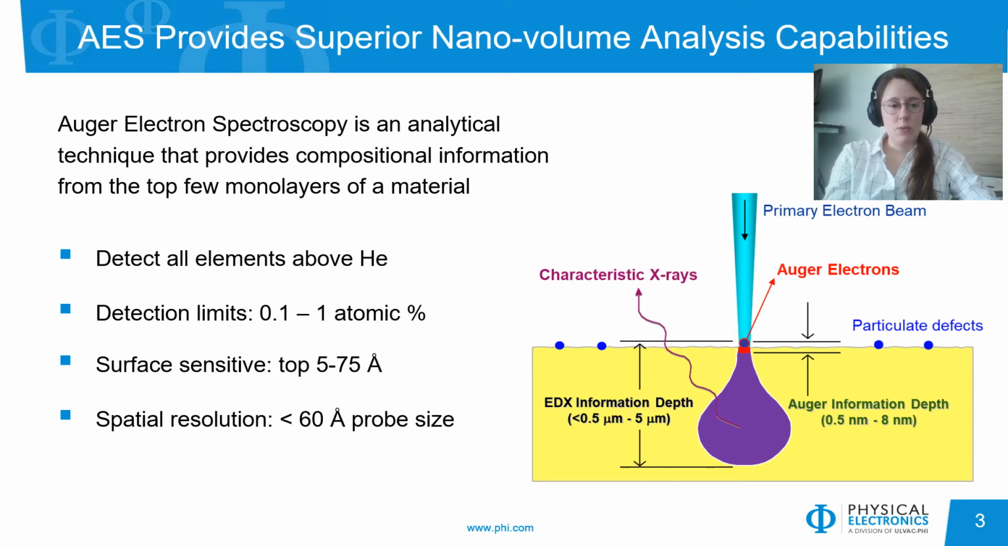In AES, we can detect all elements above helium in the spectrum. Typical detection limits are about 0.1 to 1 atomic percent. We are very surface sensitive, so our Auger electrons are coming from about the top 5 to 75 angstroms of a sample surface, and we can get very good spatial resolution down to about 60 angstroms probe size.